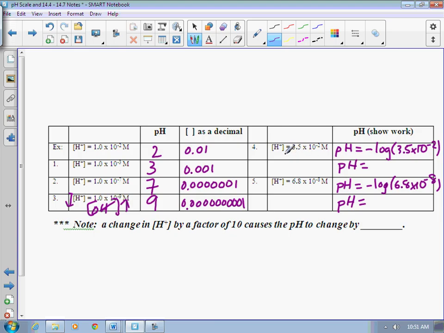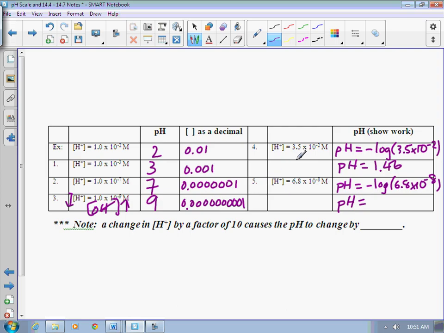All right, what if the H plus concentration is 3.5 times 10 to the negative second? Well, 2 is not the answer, because that would be the hydronium ion concentration with a pH of 2. So this one, you have no choice. You have to plug it in. pH equals the negative log, and you plug that H plus concentration in. What does the answer come out to be? 1.46.